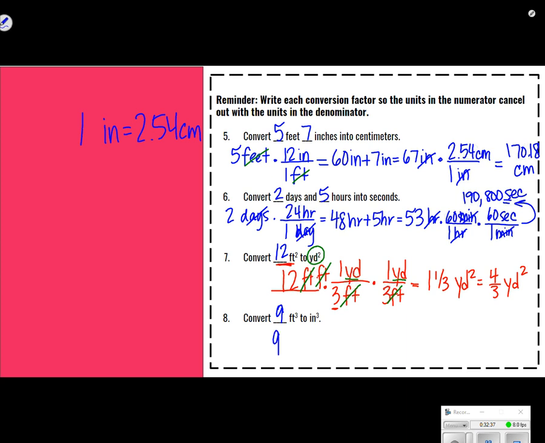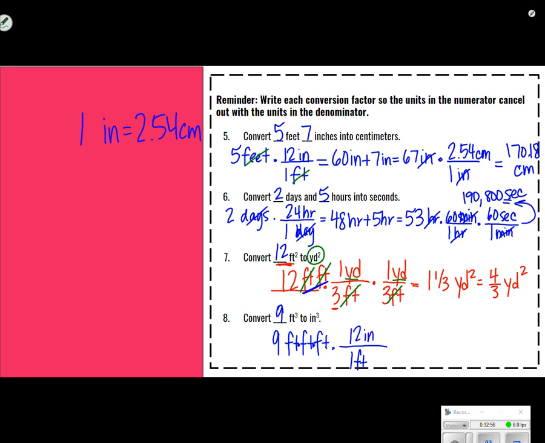I'm going to write the cubic feet out like I did up here with the squared feet. Cubic feet means it's feet times feet times feet. Lots of feet. And I want to convert that to inches. So how many inches are there in 1 foot? In 1 foot, there are 12 inches.